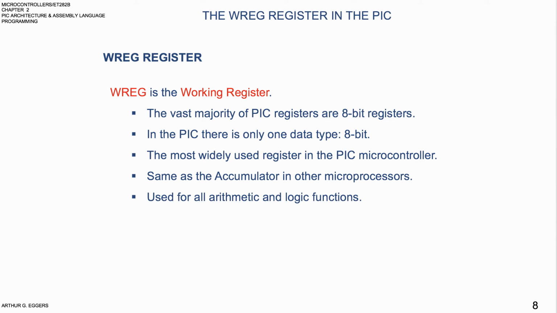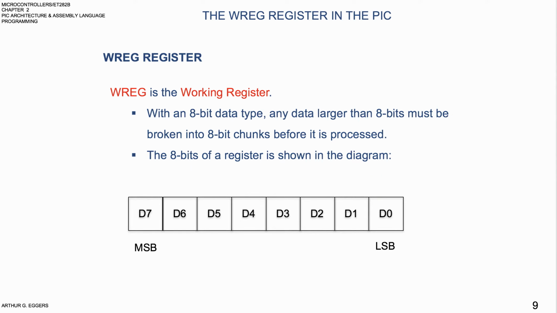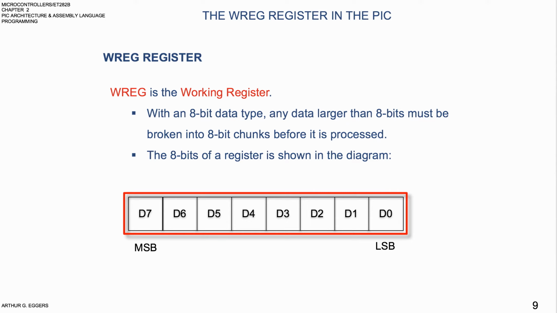That information could be a byte of data to be processed or an address pointing to the data to be fetched. The vast majority of PIC registers are of the 8-bit type. In the PIC, there is only one type of data. That's the 8-bit. The 8 bits of a register are shown diagrammatically, and we'll take a look at that, with their range from the most significant to the least significant. And this is what the diagram normally looks like.